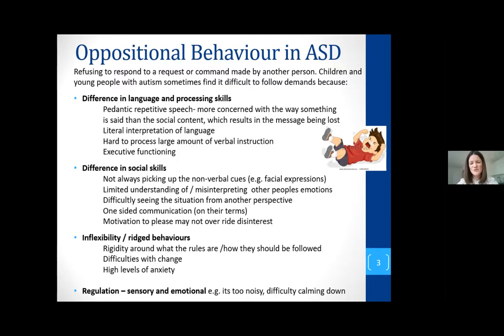And also struggling with the sensory world around us. So it's too noisy, it's too busy, and that's why I'm going to behave this way, because I just can't cope. So I suppose pulling out some of those traits of autism and thinking about oppositional behaviour and why it occurs is really important, because it may be that the young person is not being oppositional on purpose and refusing to follow a request, but actually they're just really struggling to know what to do.